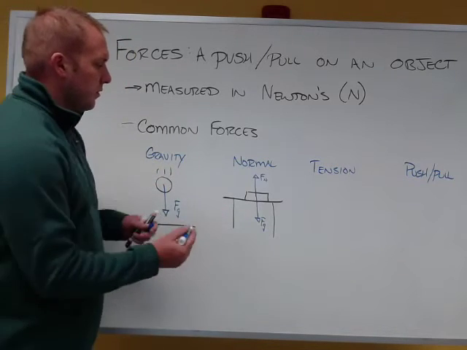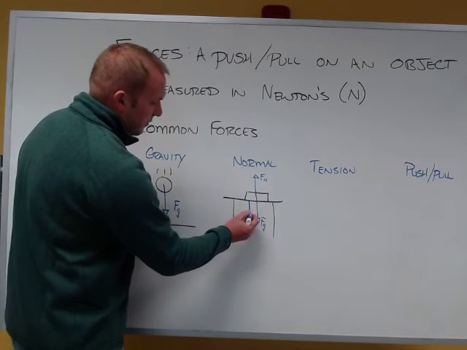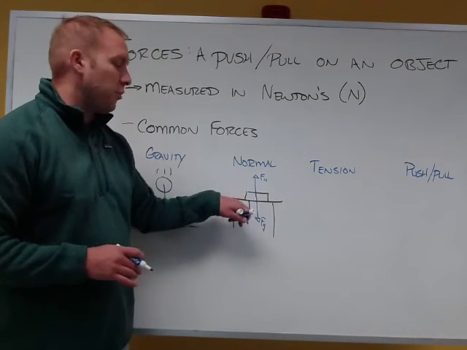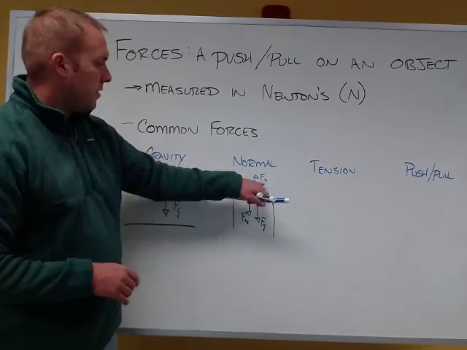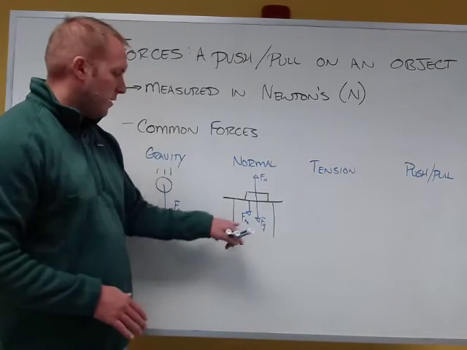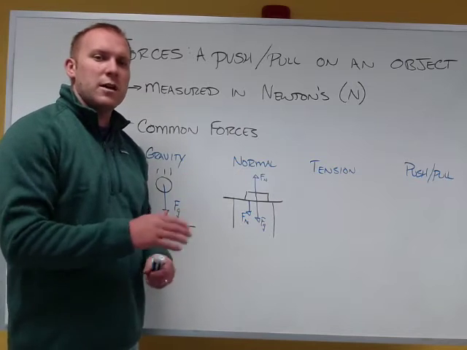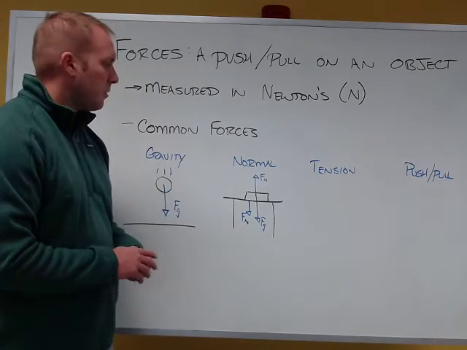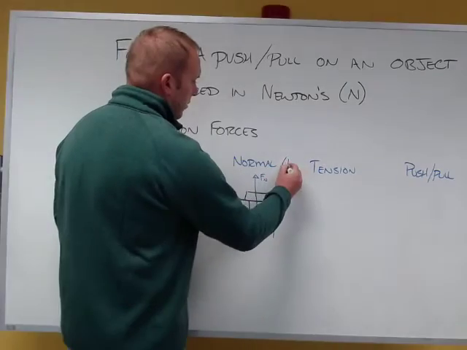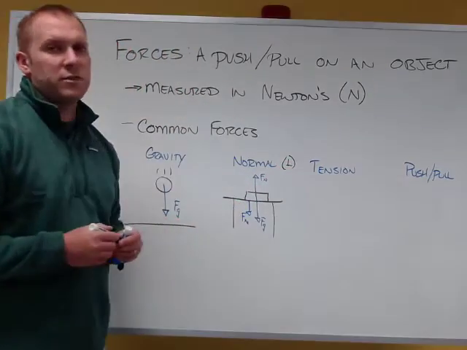You could also think that there is a normal force on the table itself. Fn is pushing on the table. That's the book pushing on the table. So this normal force is the table pushing on the book because they're in contact. This normal force is the book pushing on the table because they're in contact. But a big thing with normal force is it is always perpendicular to the surface of what it's touching.